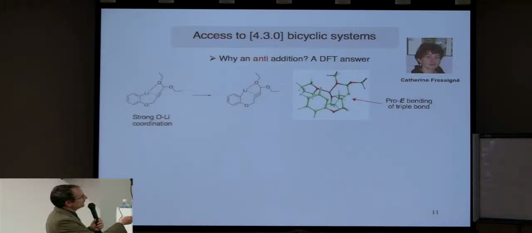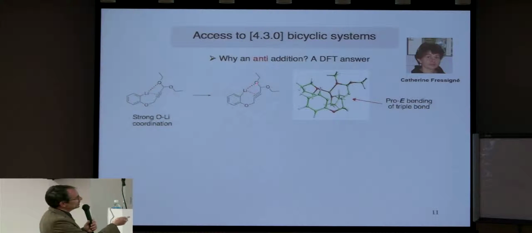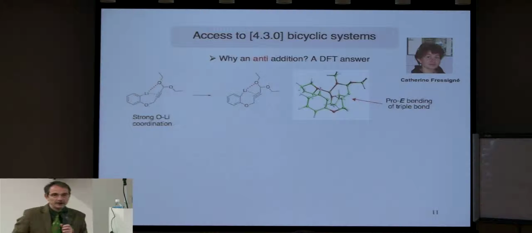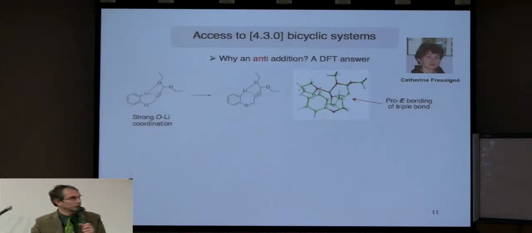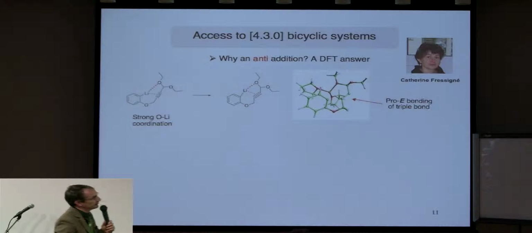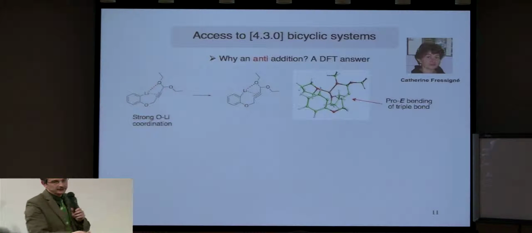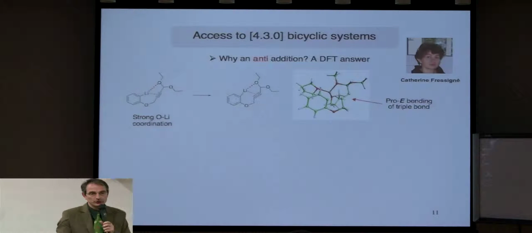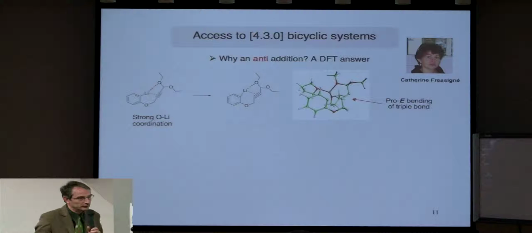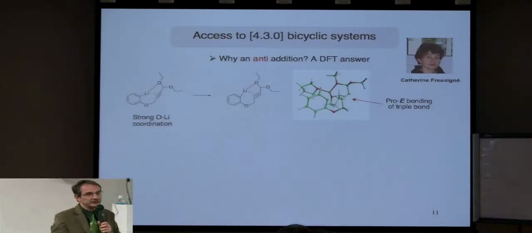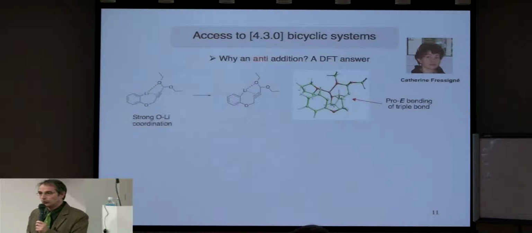And this is due to the persistence of the chelation between the lithium and the oxygen. So this interaction bends the triple bond the reverse way. And because of the persisting interaction, the double bond which is being formed will take the E configuration and not the expected Z one. So this explains the very strong influence of the acetal moiety on the course of this reaction.